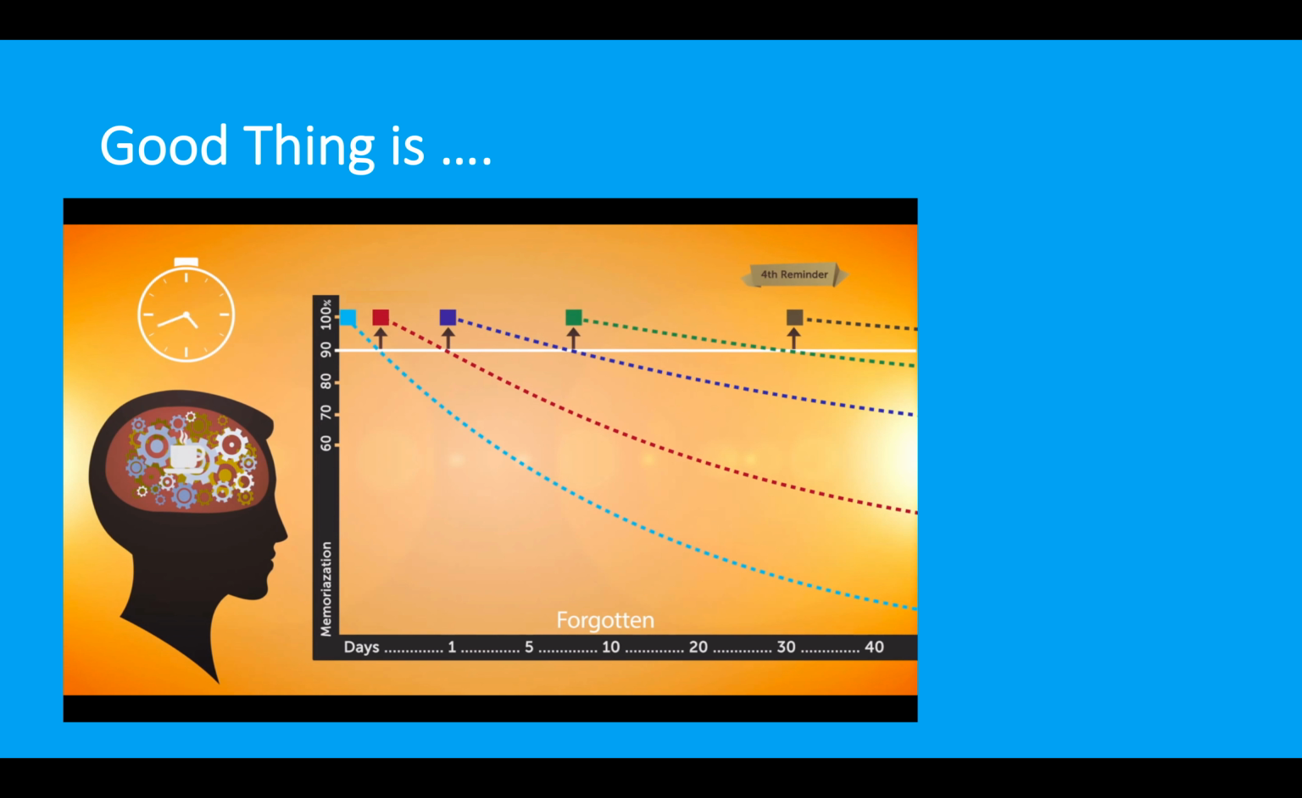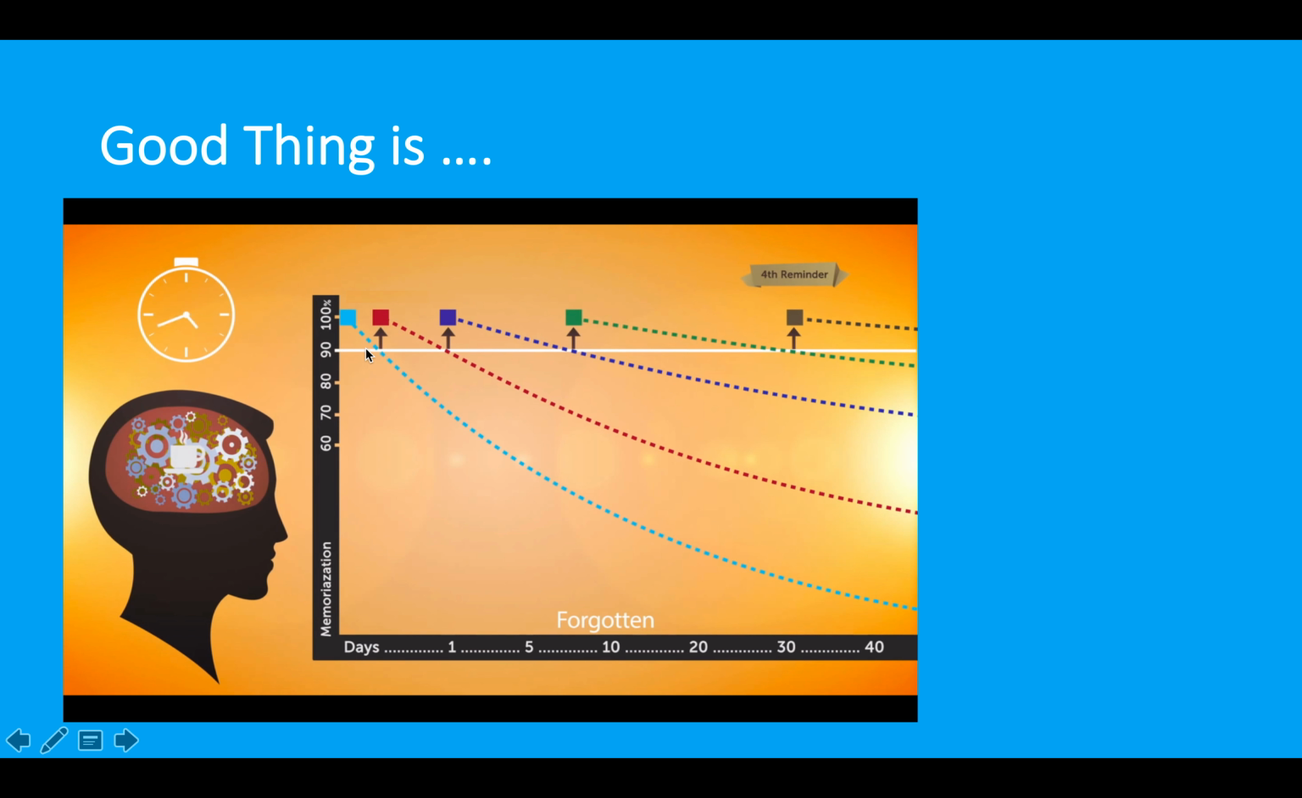But there's also good news. The good news is if we remind ourselves pretty often, when it drops here, we remind it, and then it drops here, and we remind it as well. As long as we keep the line above 80% or above 90%, there's very little time we need to review. And once we review it, we remember longer and the forgetting curve drops less and less sharply. Therefore, the space we need between reminders gets larger and larger.